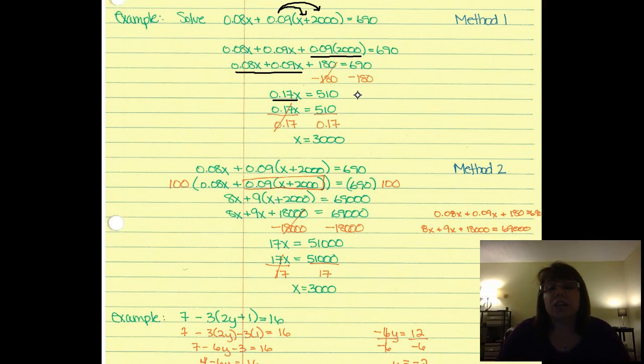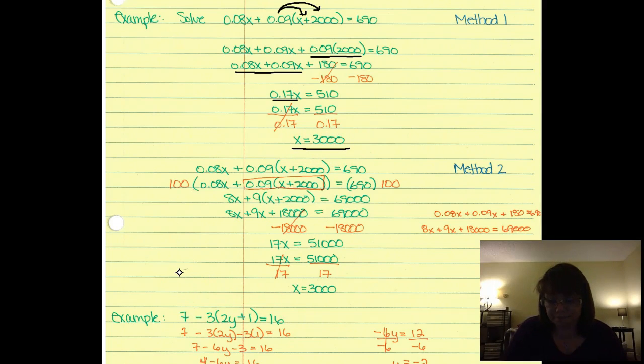Now again, using the multiplication property of equality, you're going to multiply by the reciprocal, or remember, multiplying by the reciprocal is just division. So I'm going to divide each side by 0.17, and therefore x equals 3,000.